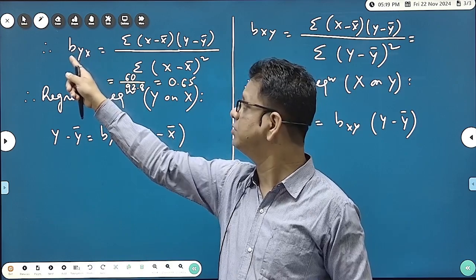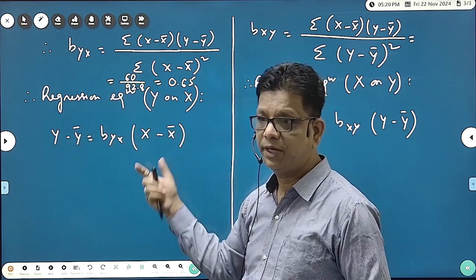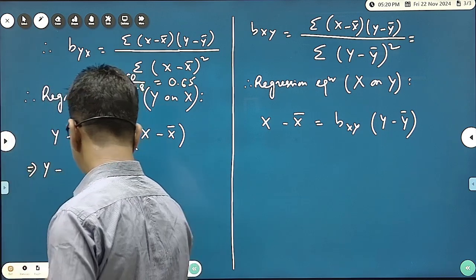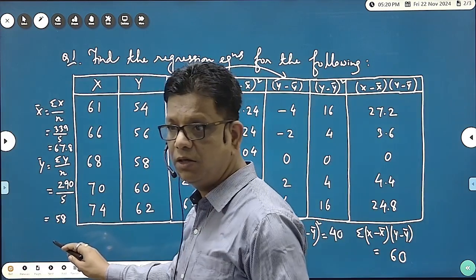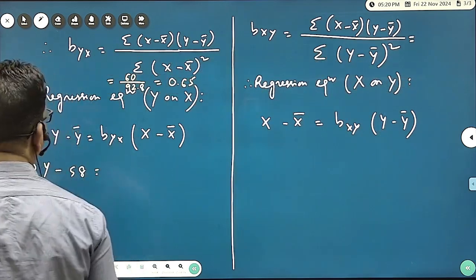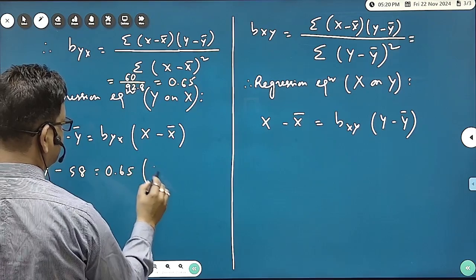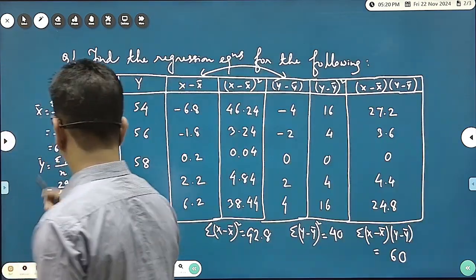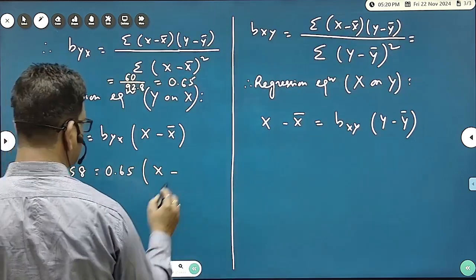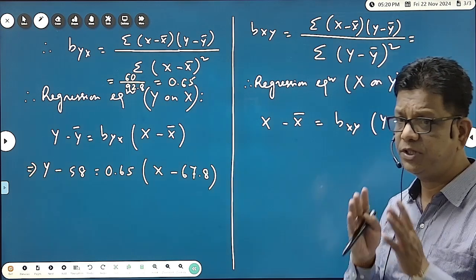We read it as regression coefficient y on x, and this equation is y on x. That means y is expressed in terms of x. Now just put it: y minus y bar. Y bar is already found in the previous step. Y bar means the mean of y, so the mean of y is 58. Then b of yx, the regression coefficient y on x, is 0.65. Multiplied by x minus x bar, the mean of x, which you have seen there, 67.8.